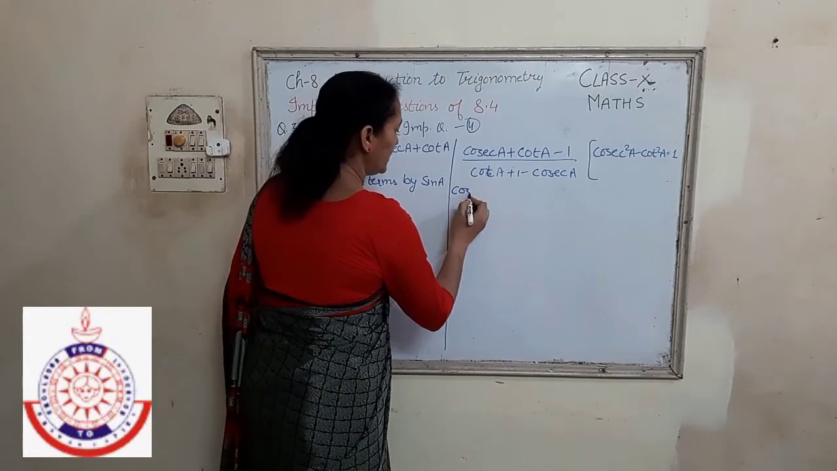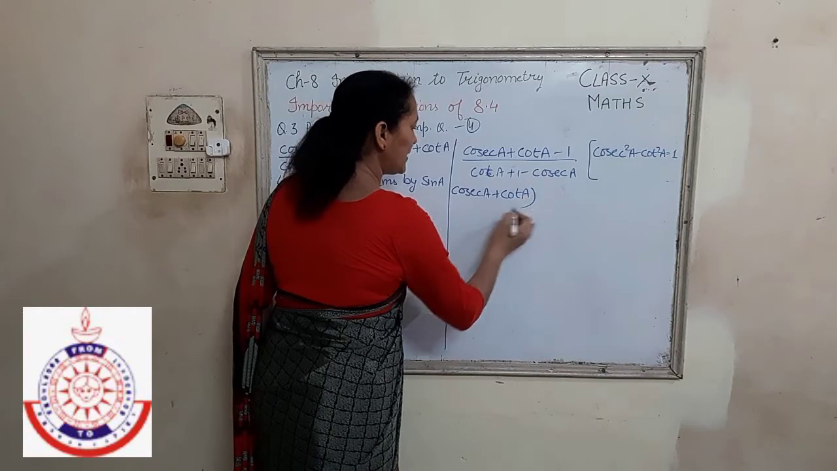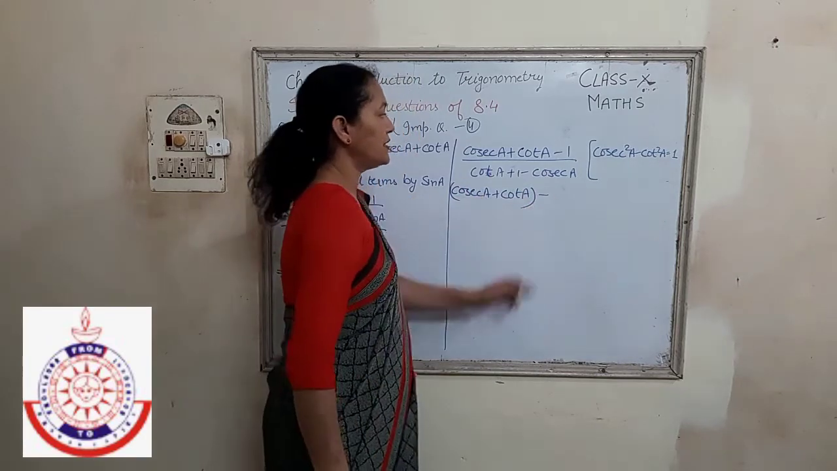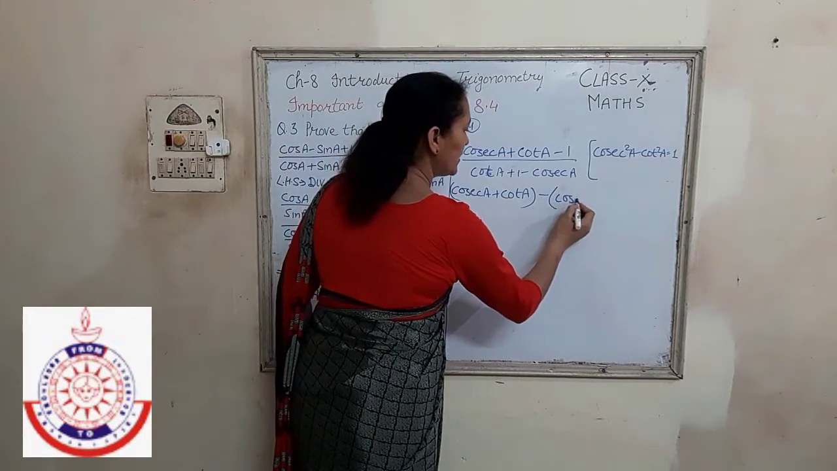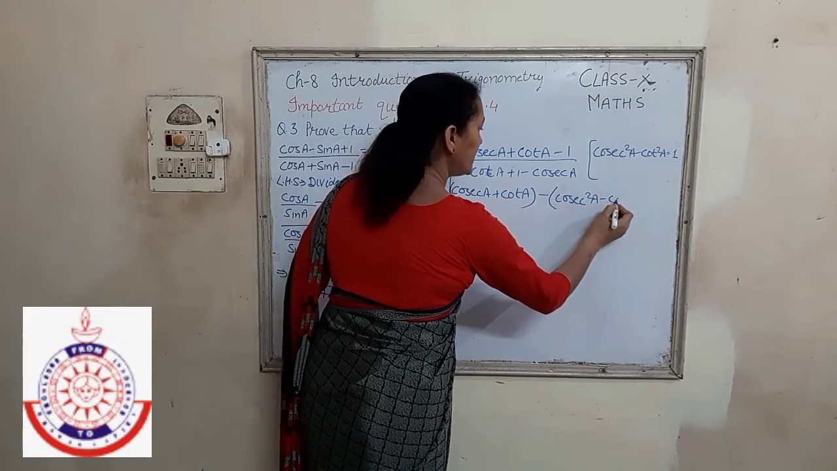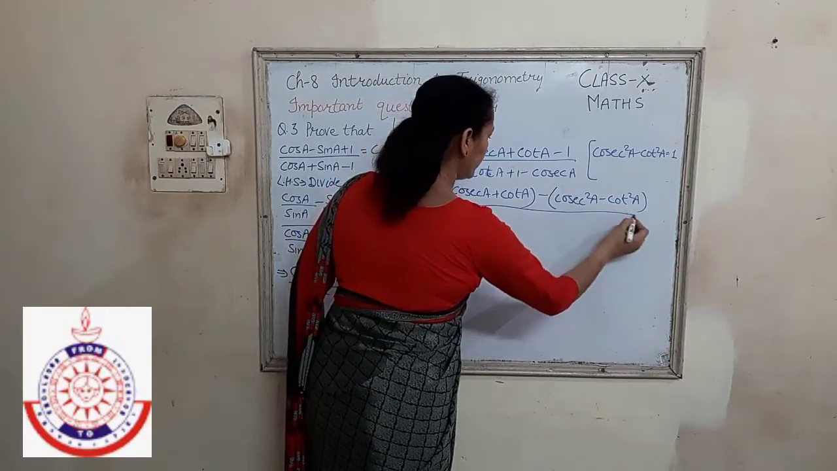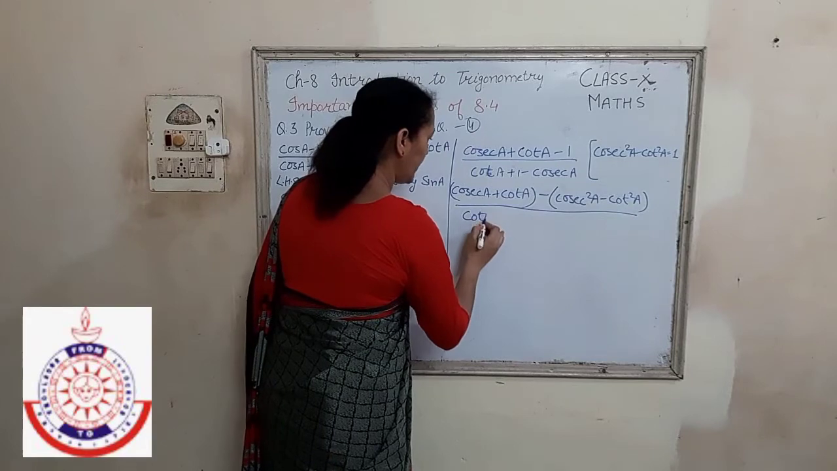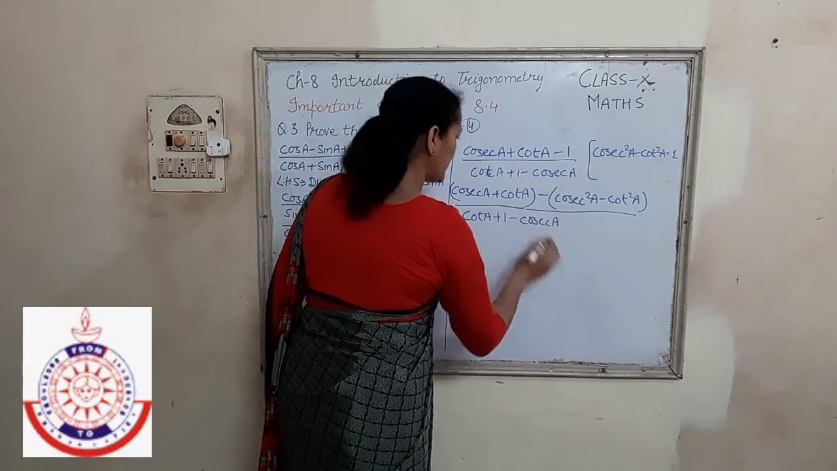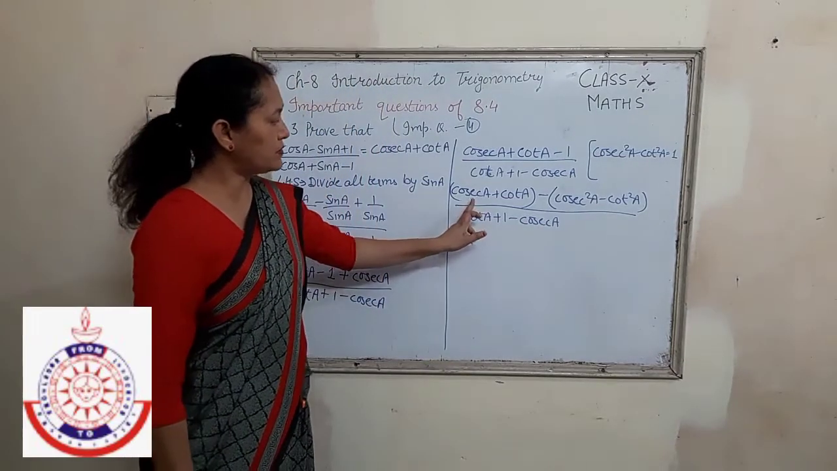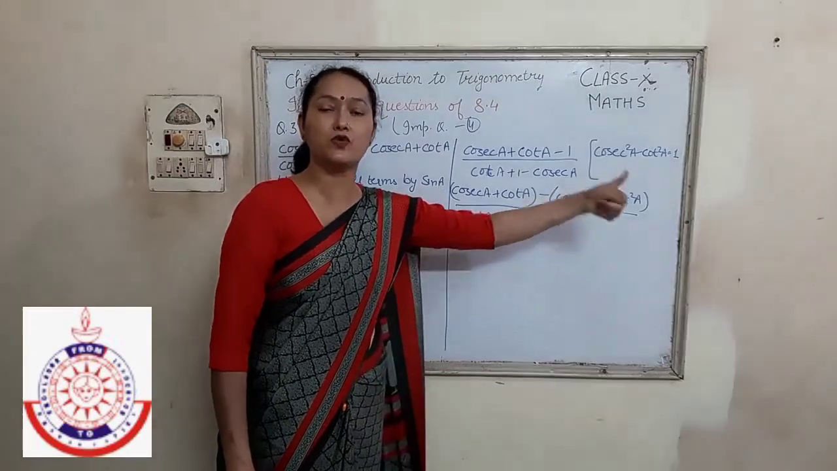So we will be replacing, see, this cosecant A plus cot A came like this only, minus. This 1 will be replaced with cosecant square minus cot square. Cot A plus 1 minus cosecant A, denominator as it is. Now look at the terms. Cosecant A plus cot A, and here it is cosecant square minus cot square.